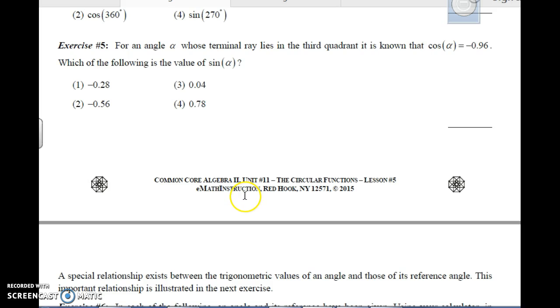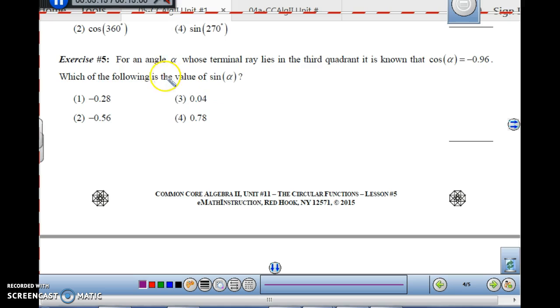Okay. All right, let's look at exercise 5. For an angle alpha whose terminal ray lies in the third quadrant, it is known that cosine of alpha equals -0.96. What is the value of sine alpha? Okay, now 0.96 isn't one of our values that are on the unit circle. But remember that we have the Pythagorean identity that goes with sine and cosine. It says cosine alpha squared plus sine alpha squared will equal 1. Leg squared plus leg squared equals hypotenuse squared. Remember, the unit circle is going to be 1.